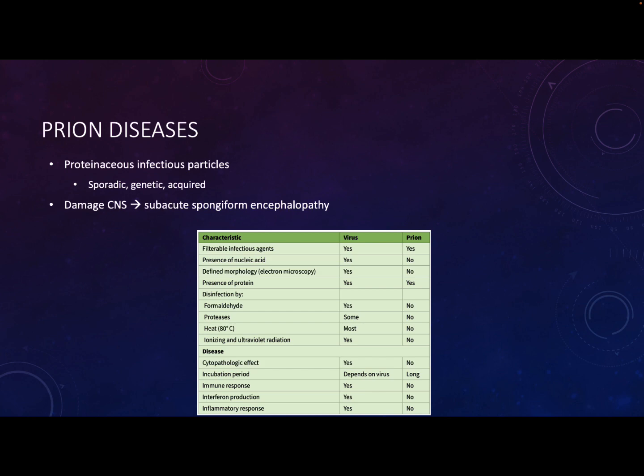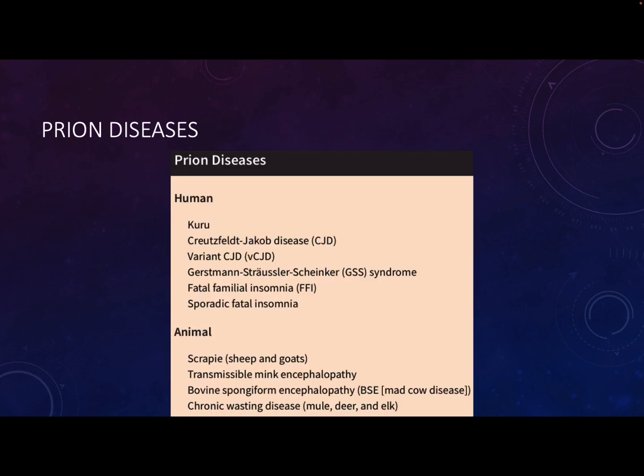And the really dangerous thing about prions, which you can kind of see here in the middle of the chart, is how do you get rid of them? They're resistant to formaldehyde, they're resistant to proteases, they're resistant to heat, they're resistant to radiation. So they're very, very hard to get rid of.